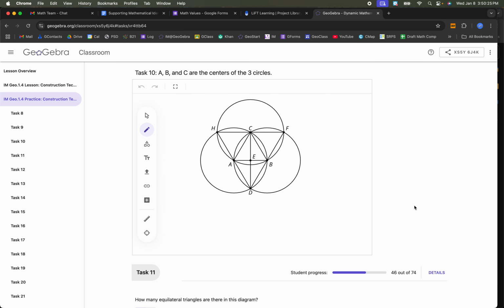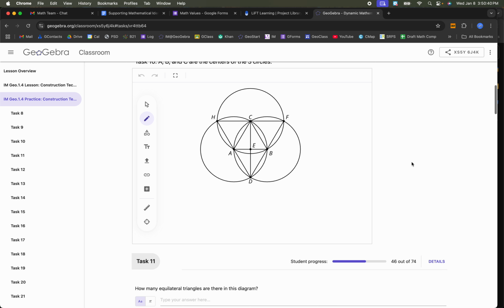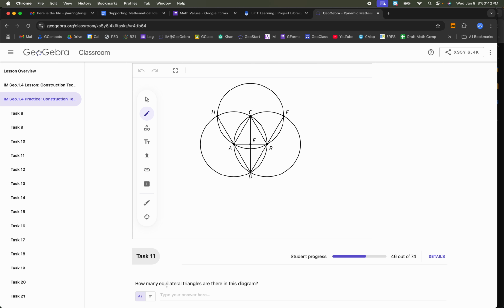Task 10. All right. A, B, and C are the centers of the three circles. Okay, there's a circle there, center C. Here's a circle here, center A. Here's a circle here, center B. Okay, great. Okay, how many equilateral triangles are in this diagram?